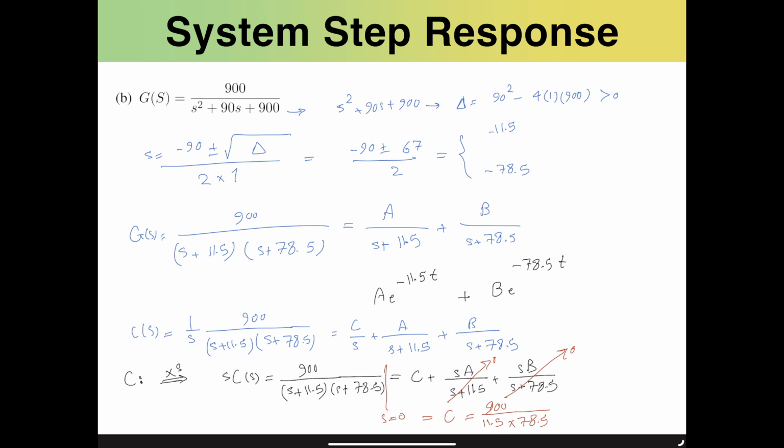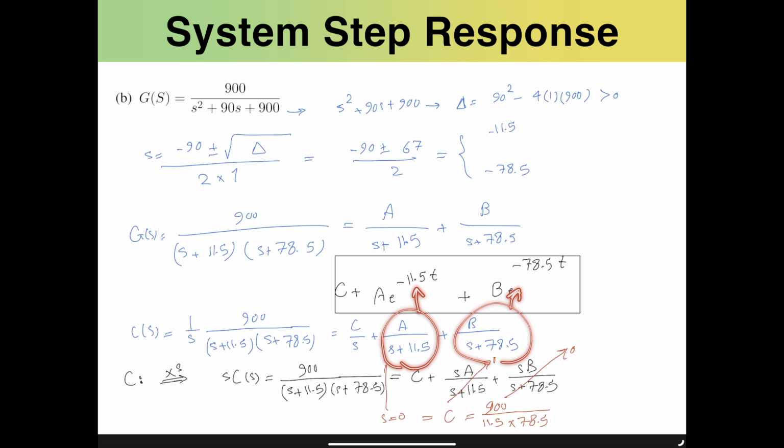So once all of those values are found, we can then convert them into time, and the time equivalent of that is going to be nothing but C plus these two terms that I mentioned earlier. The time domain equivalent of this C over s is C. These exponential terms are also going to be as shown here.